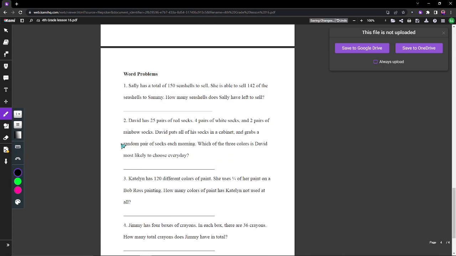Finally, let's move on to word problems. It says Sally has a total of 150 seashells. She is able to sell 142 of the seashells to Sammy. How many seashells does Sally have left to sell? All you want to do is set it up like this, because you know your variables and you know she sold, which means she lost some of what she has, and it's just how much she has left. If you just do this, these just cancel out, so you don't have to worry about these. That's just 10 minus 2. You know what that is? That's 8. So you would just have 8 seashells.